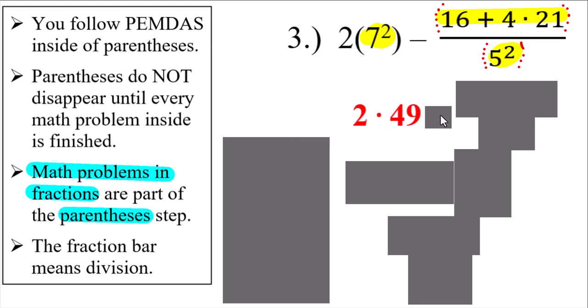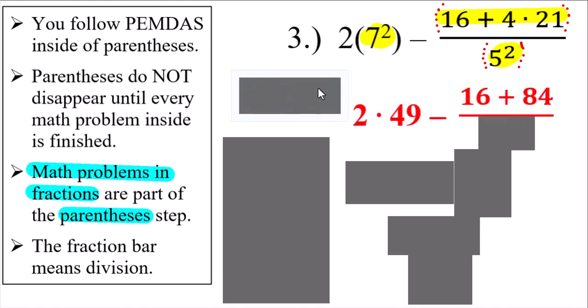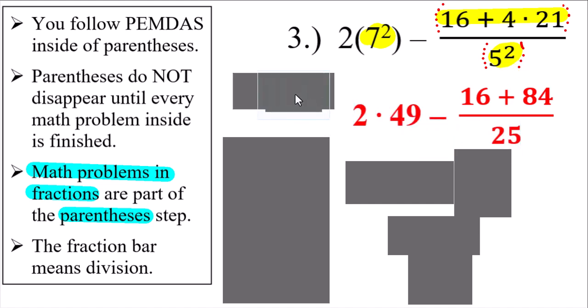All right, let's go ahead and bring down that minus as well. Let's start the numerator, because that part was in parentheses, even though we didn't see them. Math problems in fractions are part of parentheses. Should I add or should I multiply? Well, you gotta follow PEMDAS inside of parentheses. So we're gonna multiply. 4 times 21 is 84. Bring down the 16 and bring down the plus. Bring down this fraction bar. Start the bottom part. 5 to the second is 5 times 5. That is 25.